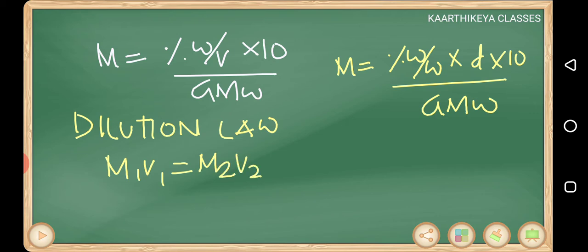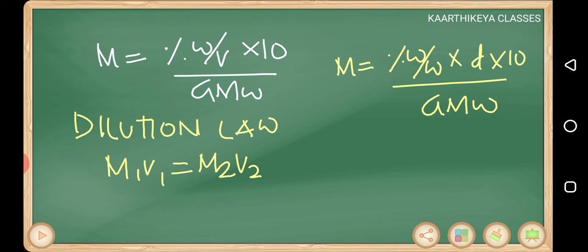Dilution law means, for example, 100 ml of solution is there with some concentration, and you are adding 200 ml extra water, 300 ml extra water, 400 ml water, 1 liter water. In such kind of cases, it's called dilution. The concentration changes. M1V1 is equal to M2V2.